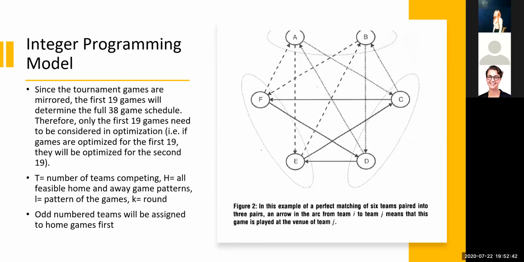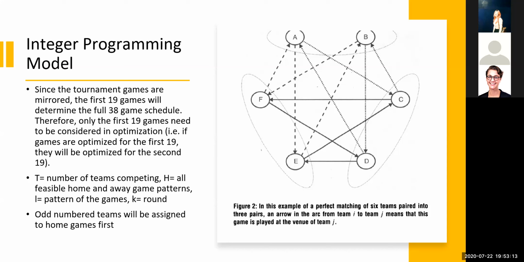Thanks, Sebastian. Yeah, so the integer programming model is essentially taking the constraints Sebastian just talked about and putting them into Excel so that it can be solved, or another solving system. So since we have 19 mirrored games, what that means is that if the first 19 games are optimized, the second 19 will be optimized. So they're really looking to optimize those first 19 games.